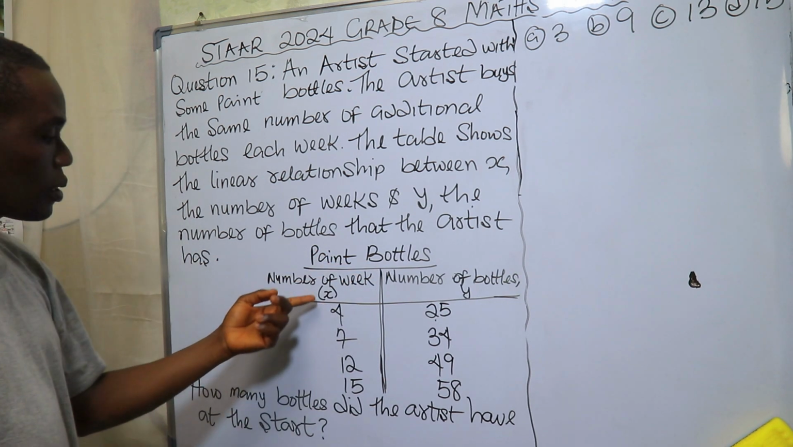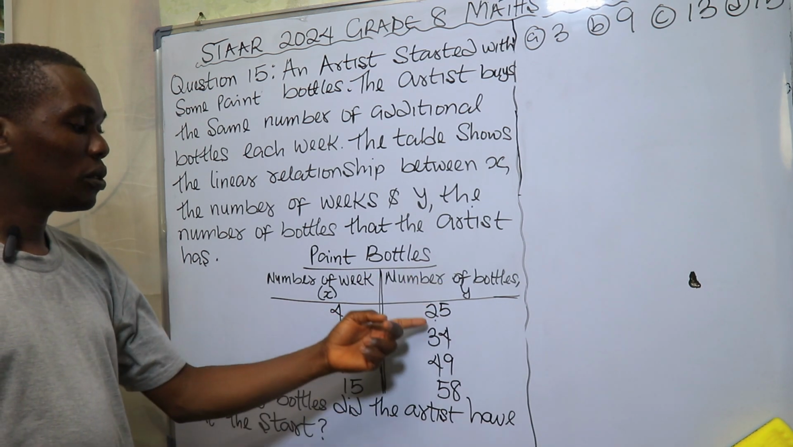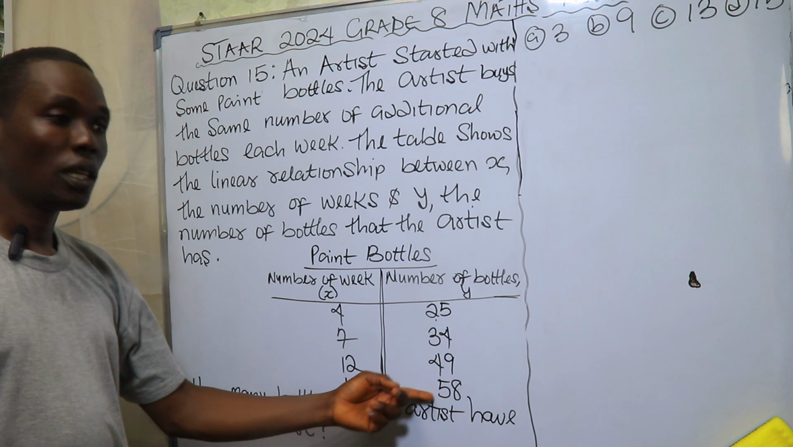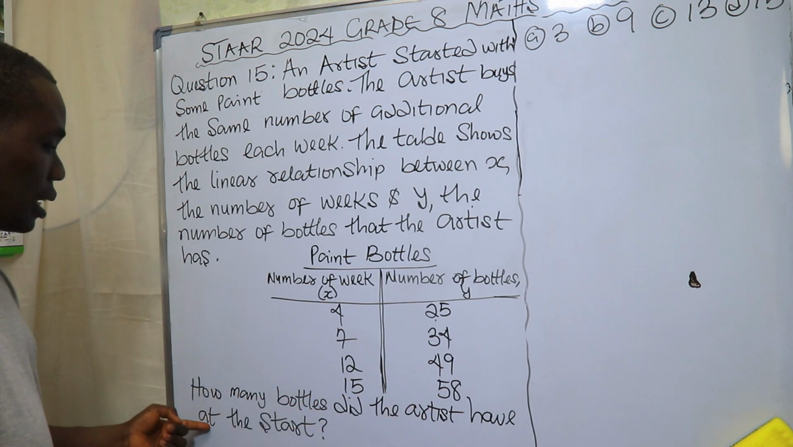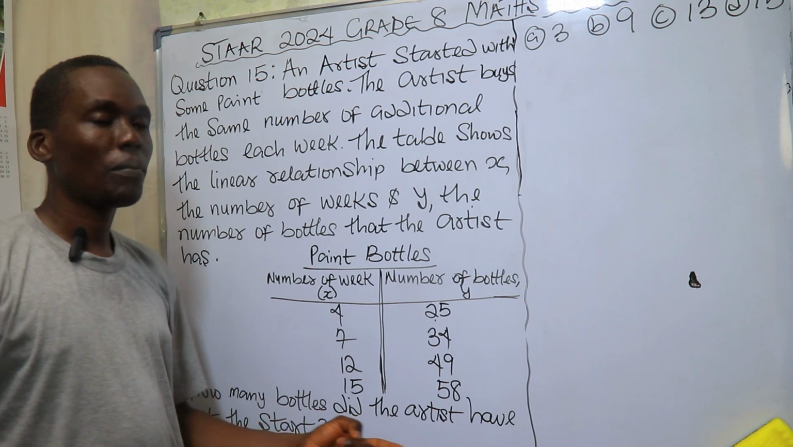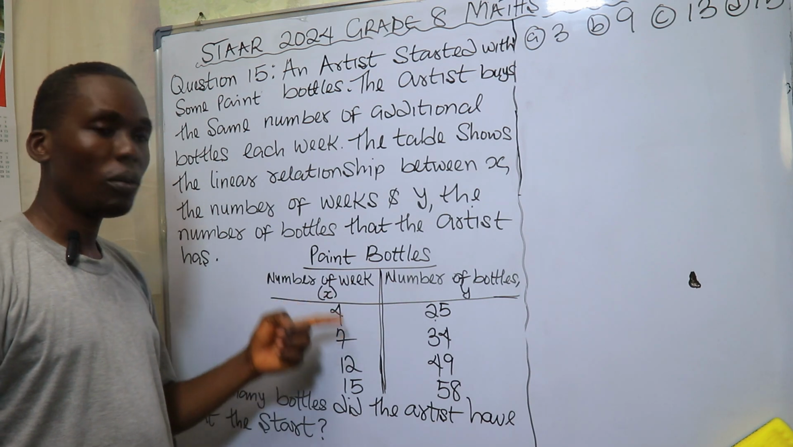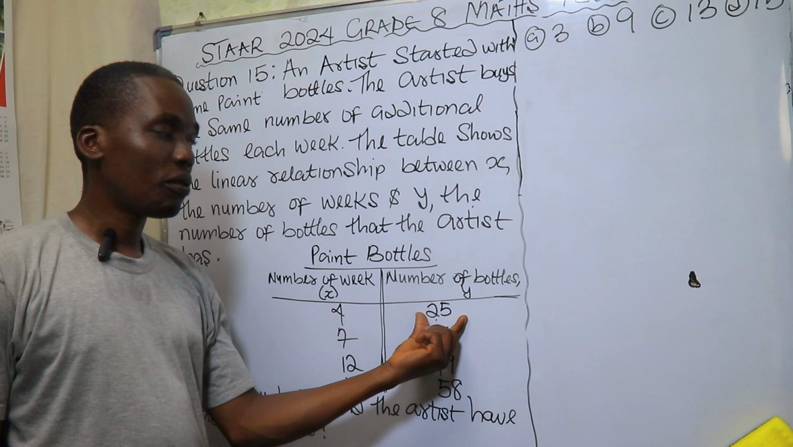The number of weeks is 0, 4, 7, 12, and 15. And the number of bottles is 25, 34, 49, and 54. Now, the question says, how many bottles did the artist have at the start? From this list, in the 4th week, the artist has 25 bottles.